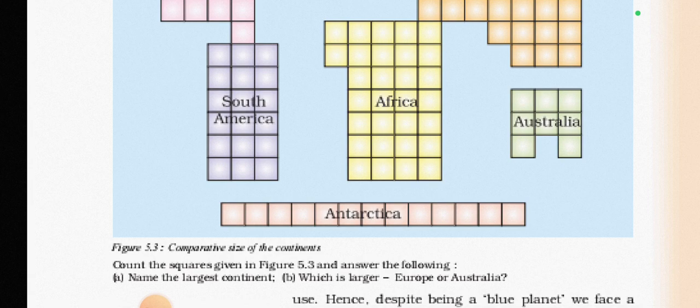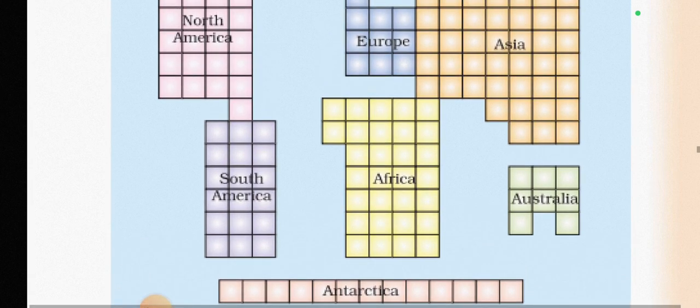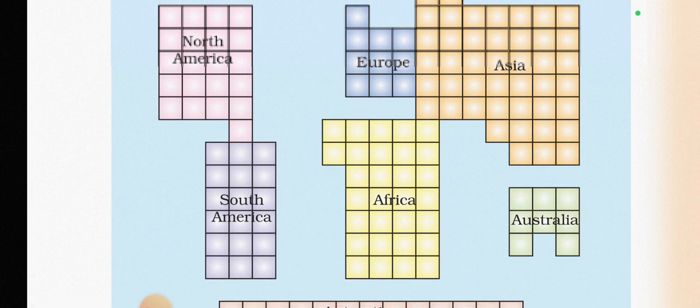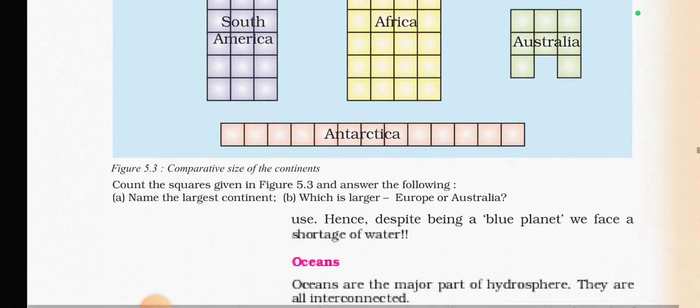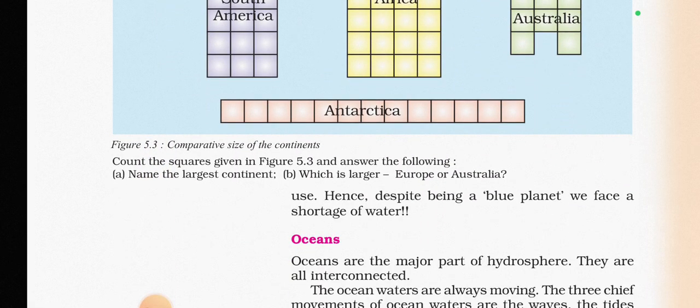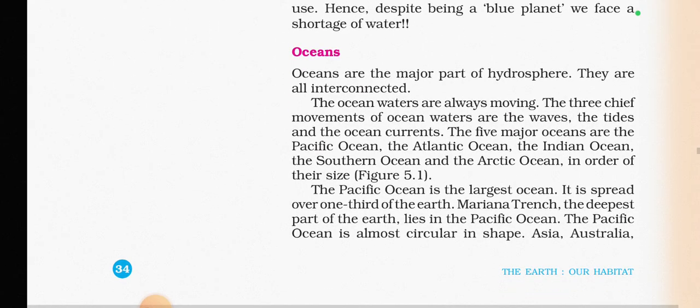Here you have been shown the continents in a matrix or grid base: North America, South America, Africa, Europe, Asia, Australia, and Antarctica in the south. So it is quite easy for you to understand, and thereby you can get a sense of which continent lies where.